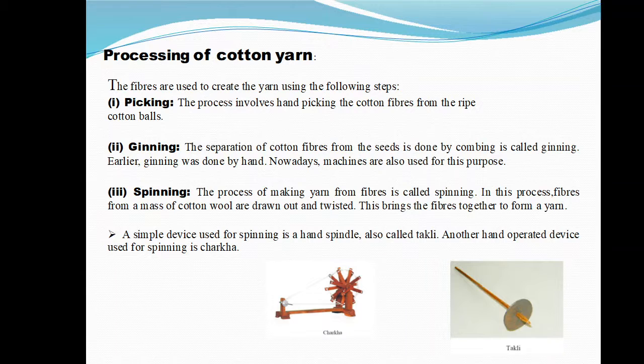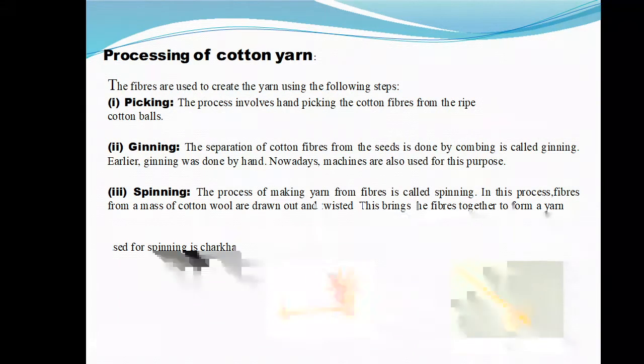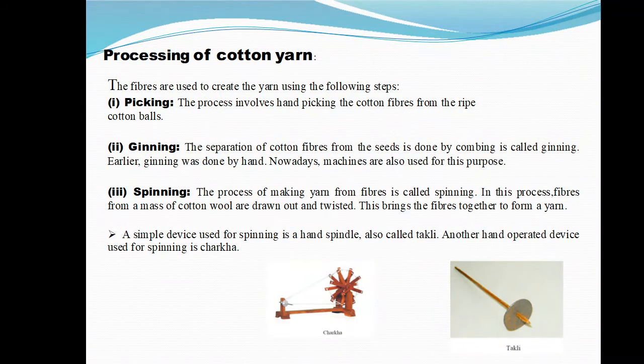The next process is spinning. Spinning is basically the process of making yarn from fiber. We make yarn by using some devices called charkha or takli. Nowadays we have several machines and industries where they do this work automatically. There is no manual or hand involved in that.